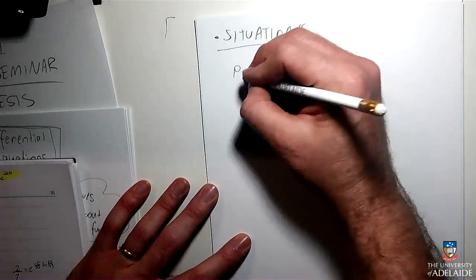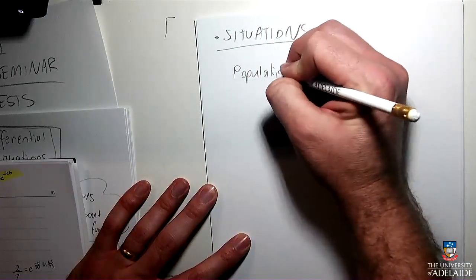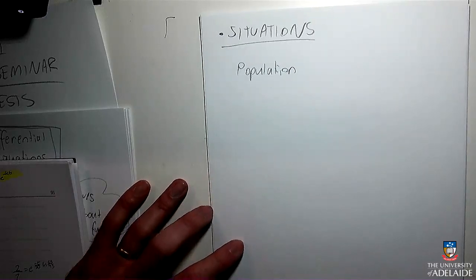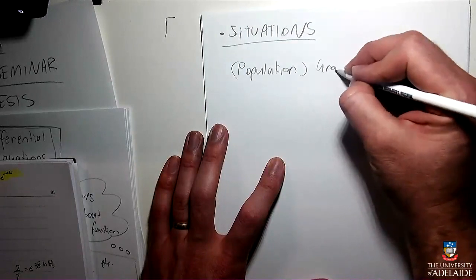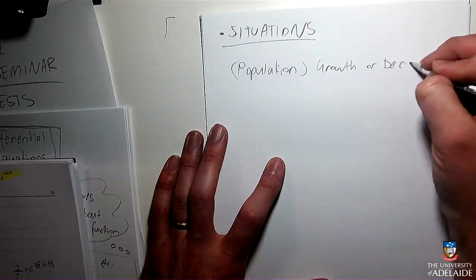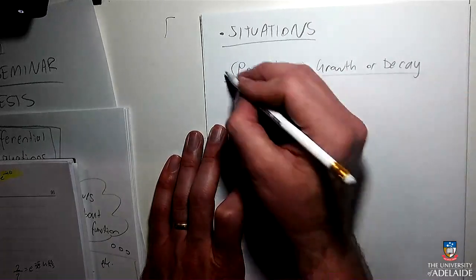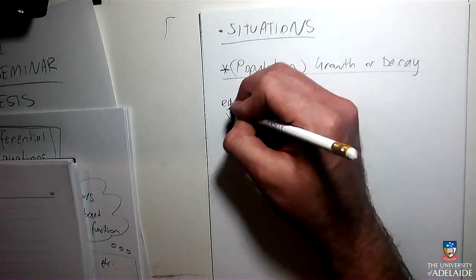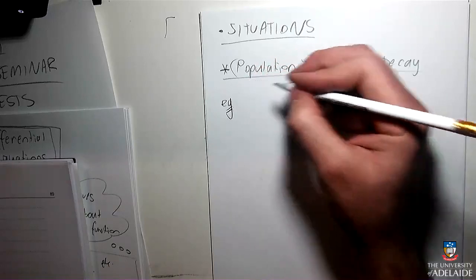One situation is population growth or decay, or just actually just growth or decay. That's one. And it tends to go something like, a lake contains 100 fish. A year later, there are 120 fish. If the same rate of growth continues, how many will there be in 6 years' time? That sort of thing.